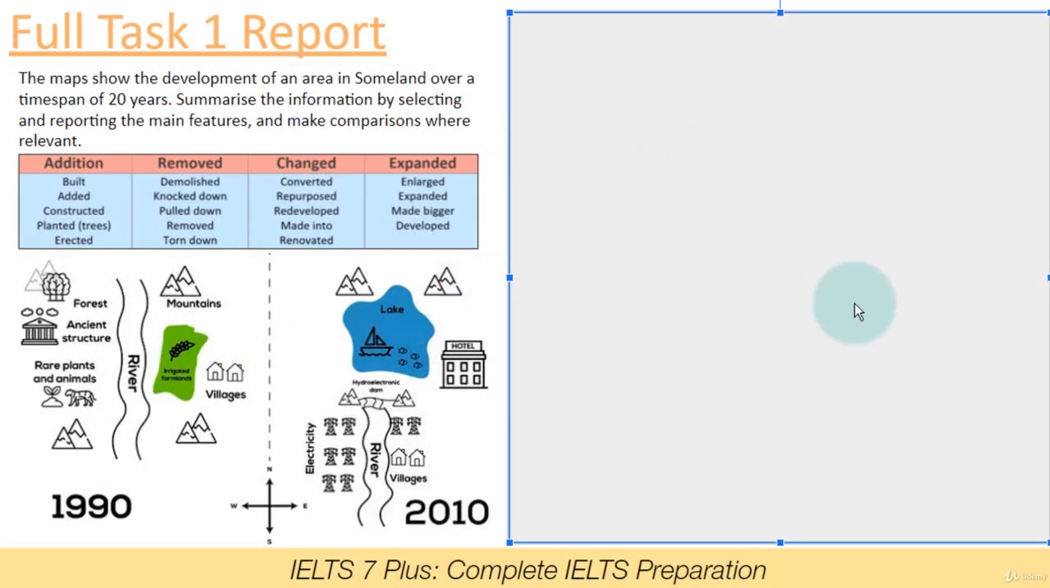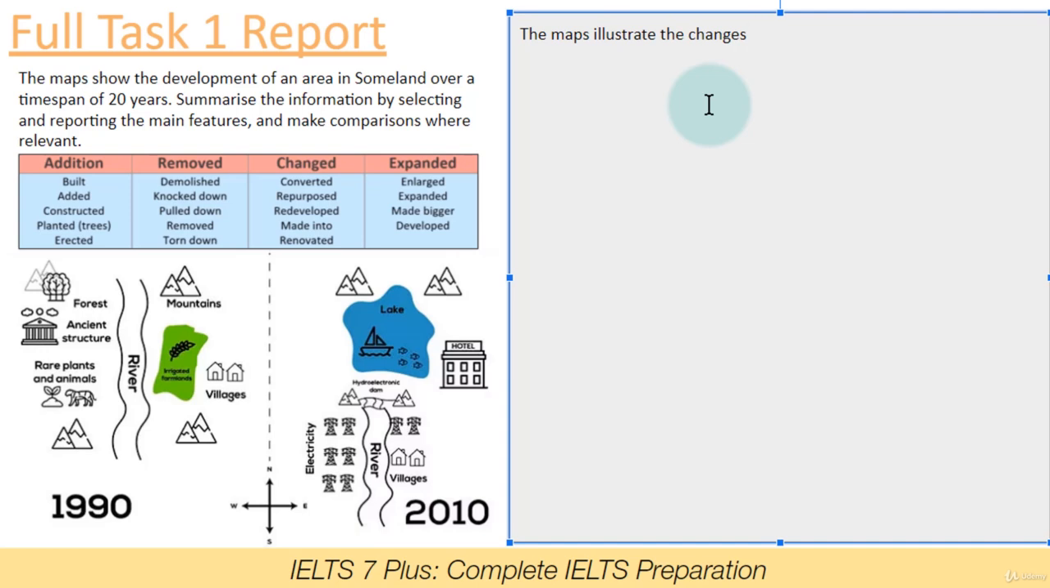The first thing, of course, we need to do is write our introduction paragraph of one sentence. So let's take a look at the question. Again, the maps show the development of an area. Of course, we have this vocabulary here. Maps are maps, there's no need to change this. The maps illustrate. I love using that word in task 1 reports.